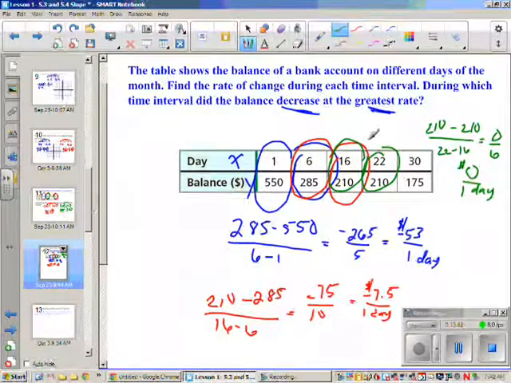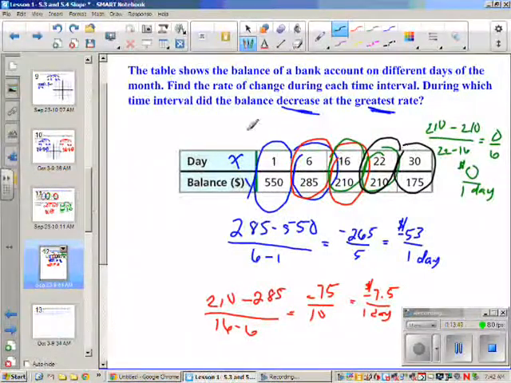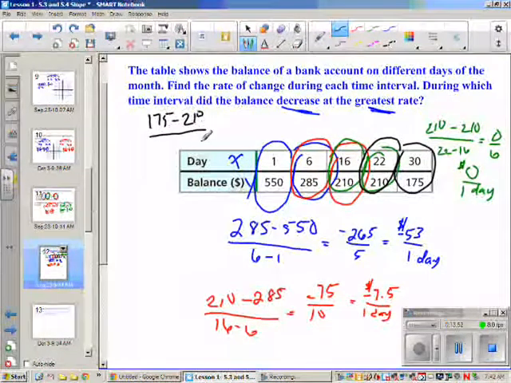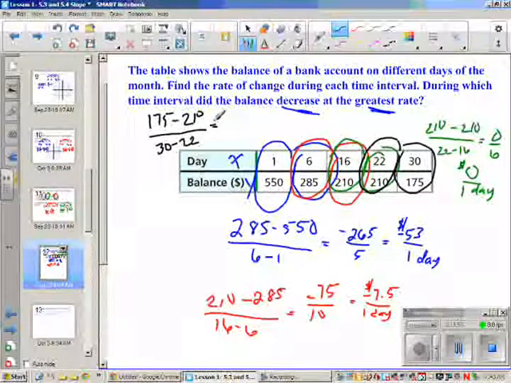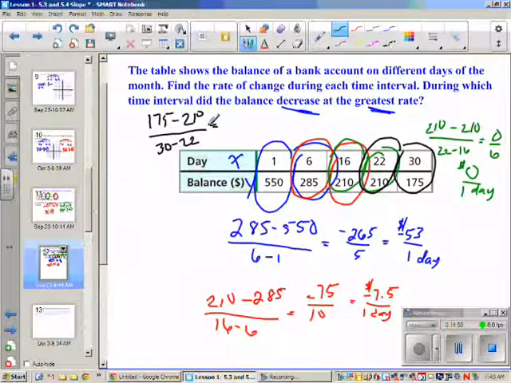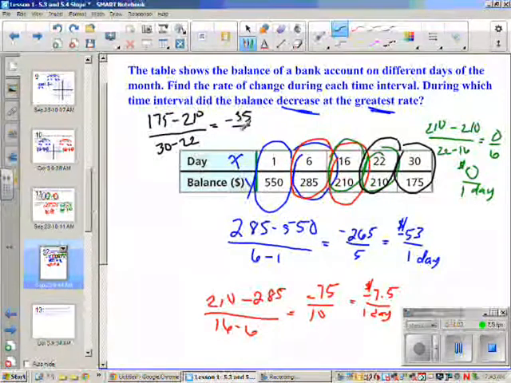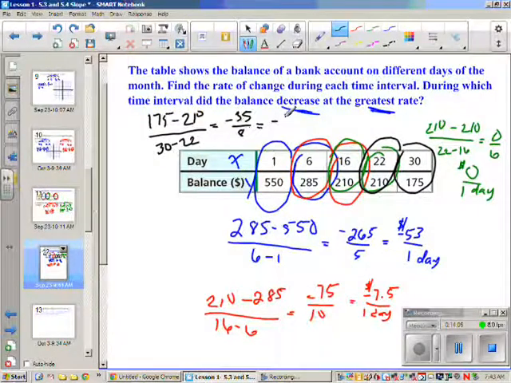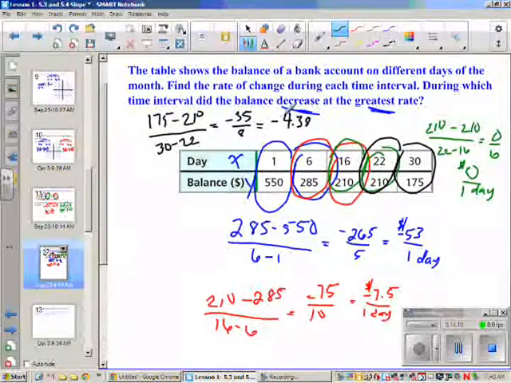And now we have to check the last one. 22 days to 30 days. I'm going to do that over here. So I get 175 minus 210 over 30 minus 22, which gives me negative 35 over 8, which simplifies to approximately $4.38 per 1 day.